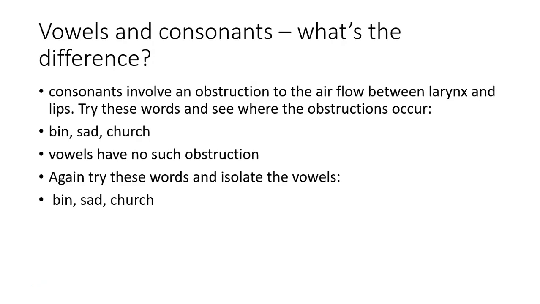So to get straight to it, what is the difference between vowels and consonants? Well, there is a clear difference, and that is that consonants involve an obstruction to the airflow. So at some point there is an obstruction made by the articulators between the larynx and the lips. So if we try to say bin, if we try to say sad, and if we try to say church, concentrate on the initial consonants. So b, s, ch.